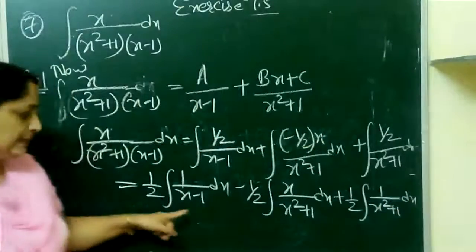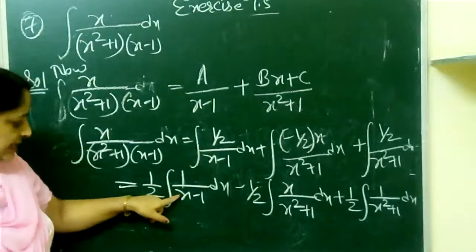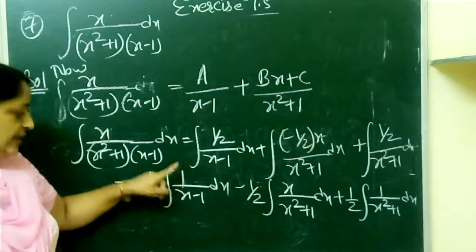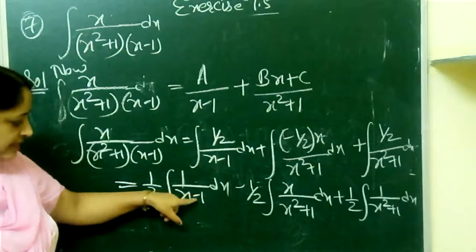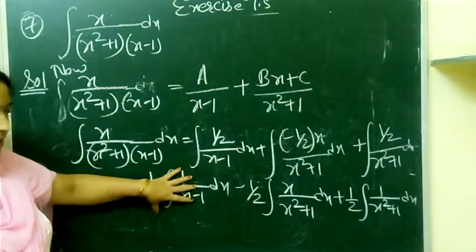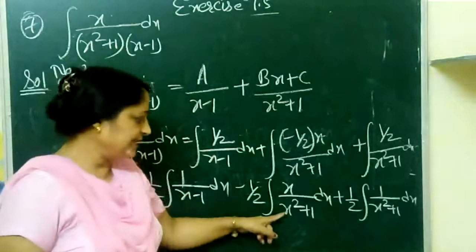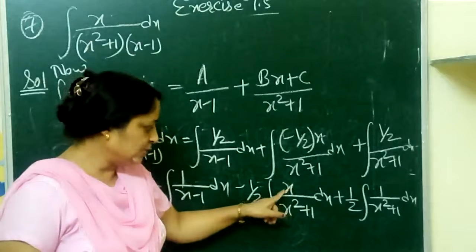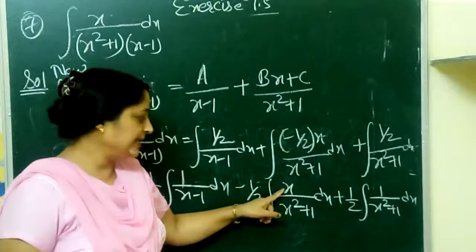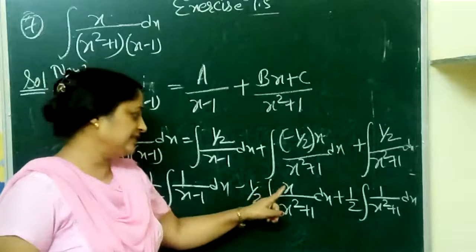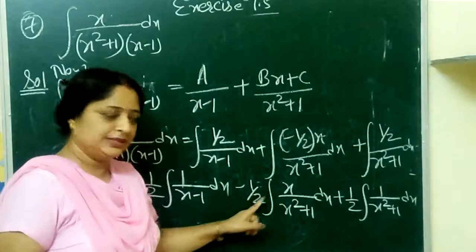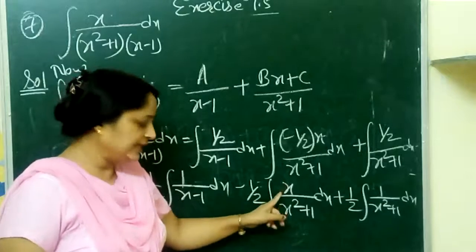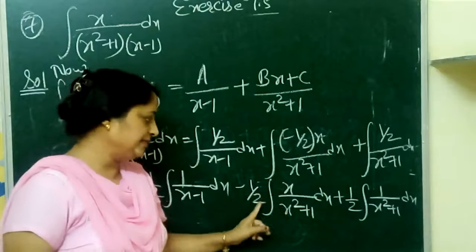Now see this step. Here half, and the integration of this term will come log of x minus 1. Why? Because the derivative of x minus 1 is 1. So you know the integration of this. In the next step, we will make the derivative of this term. What is the derivative of x square? That is 2x. But here it is only x. So we will multiply this term with 2 and divide by 2. Understand this step? Here the derivative will come 2x, but here only x, so we will multiply by 2 and divide by 2.